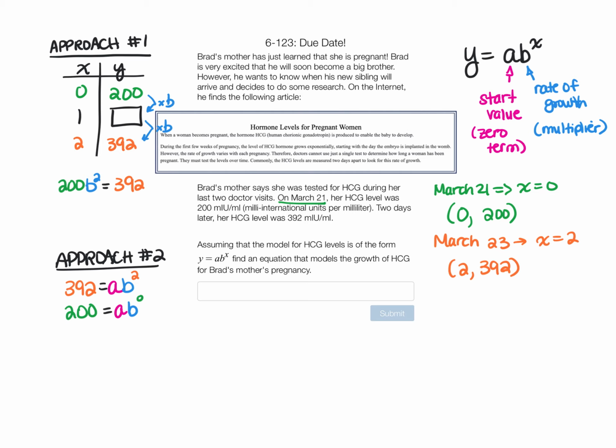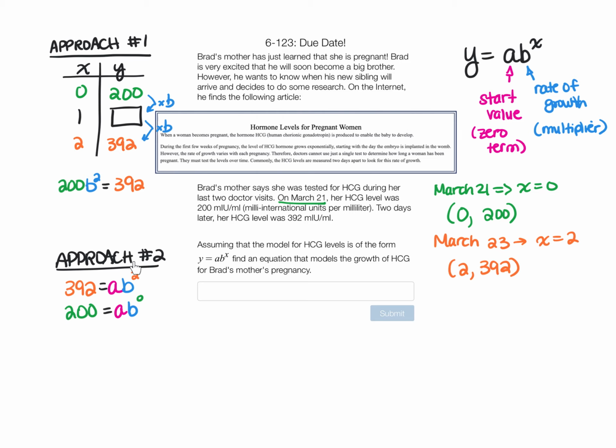So if you're stuck, here's a couple of approaches. First, I created a table, and I just put in the values that I knew. And I recognize that there's a value in between 0 and 2 that I don't know. But in order to get from 0 to 2, I had to multiply by b and then multiply by b again. So what I really know is if I take 200 and I multiply by b squared, I should get 392. Now you can solve that equation for b and then use that to find a.